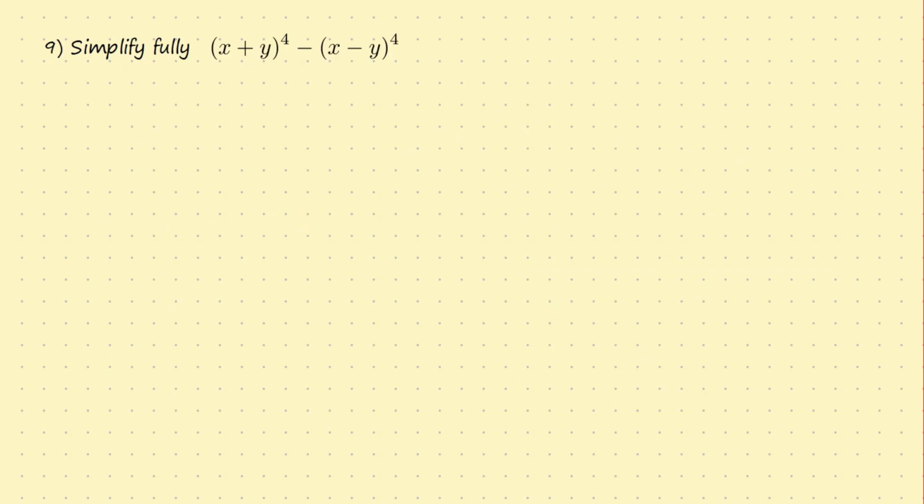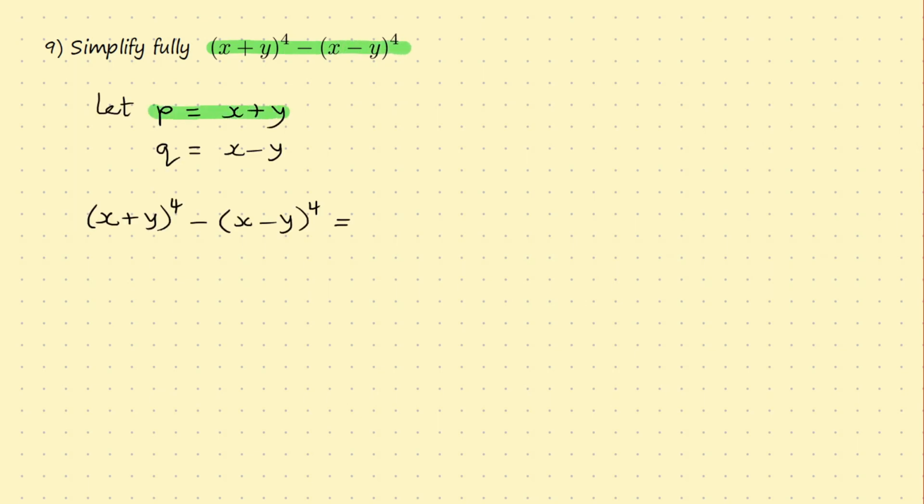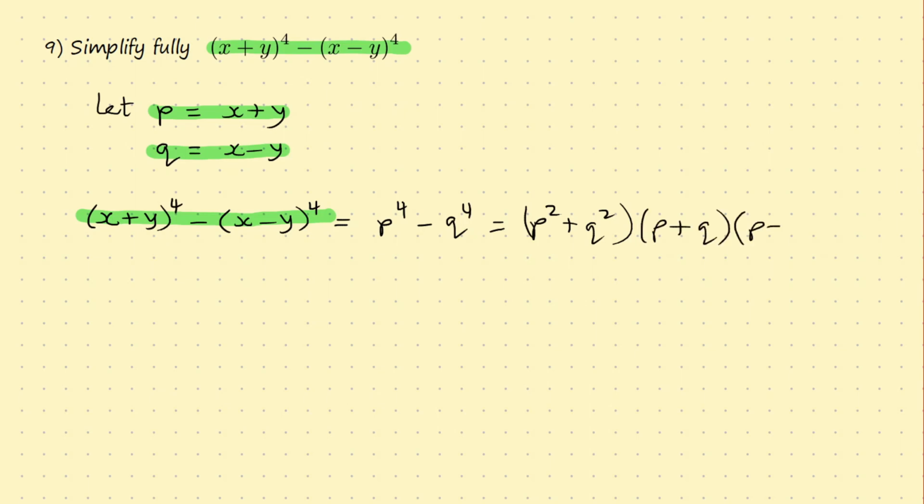Problem 9. Simplify fully (x plus y) to the power 4 minus (x minus y) to the power 4. Let p equal x plus y, q equal x minus y, then (x plus y) to the 4 minus (x minus y) to the 4 equals p to the 4 minus q to the 4, which equals (p squared plus q squared) times (p plus q) times (p minus q) from previous results.